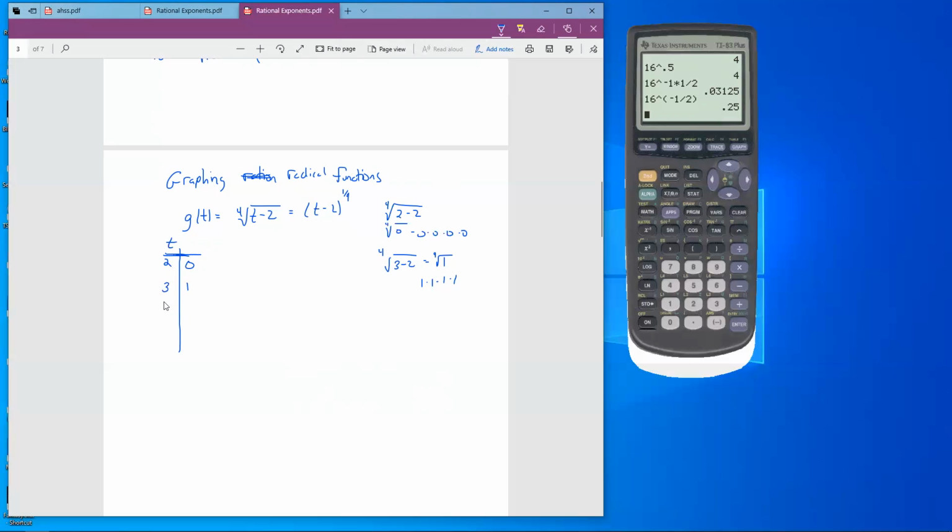Now, if I plug in the next number up, this is not going to be a pleasant integer value for an answer. We're going to get the fourth root of 4 minus 2, which is the fourth root of 2. Can you think of a number that when you multiply it by itself 4 times, you end up with 2? If you answer 2, no, that ain't going to do it, because 2 times 2 times 2 times 2 is 16. That's not helpful. So it's got to be a fraction.